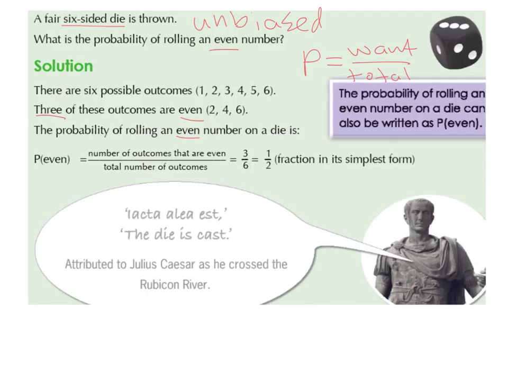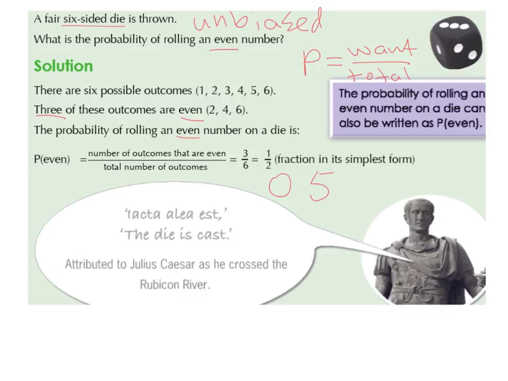So we want the probability of landing on an even number, so we're going to put the amount of even numbers as our numerator, divided by the total number of options. So there are 3 even numbers, 2, 4, and 6, so 3 is our numerator, divided by a total number of 6 options, so 3 divided by 6, which is a half. This can also be written as 0.5.